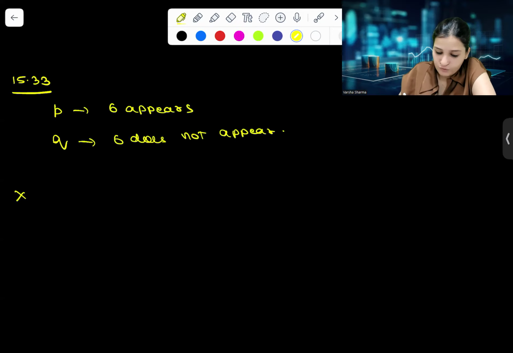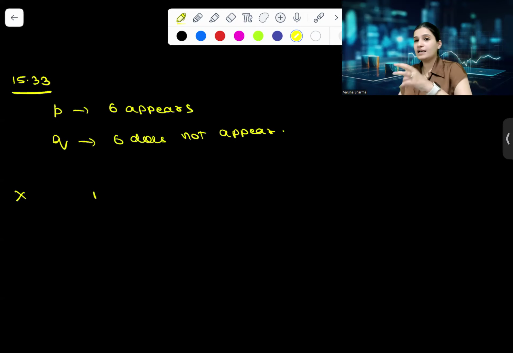So X will represent the number of throws. It may happen that I threw it for the first time and I got 6. Yes or no? Yes, ma'am. X represents the number of times I have thrown the dice. It will go till infinity. It starts from 1. I can win in the first game, so X is 1 right now. What will be the corresponding probability of getting 6 in the very first game? 1 by 6.